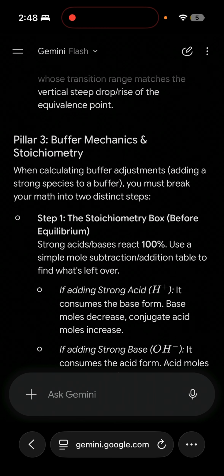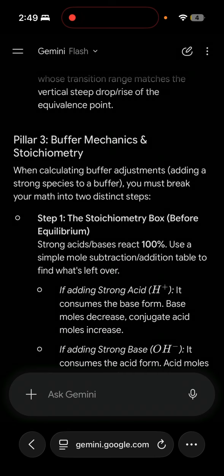Percent ionization and Kb. Strong versus weak. Substance type: strong acids and bases, so HCl, HNO3, NaOH, Ba(OH)2. How it behaves: dissociates 100%, no equilibrium, no ice table. How to solve it: for acids, H plus equals the initial concentration; for bases, OH negative equals the initial concentration times the number of OH ions.